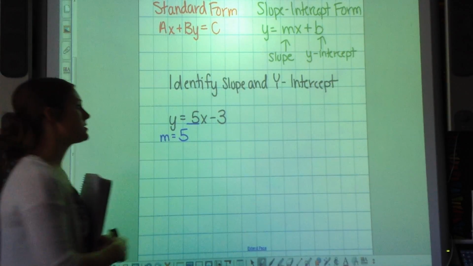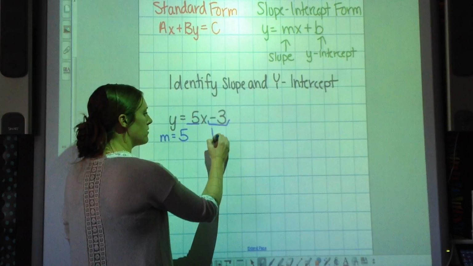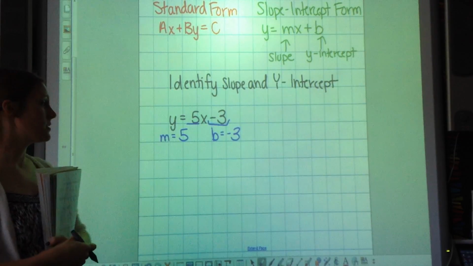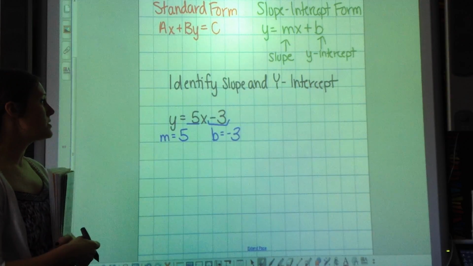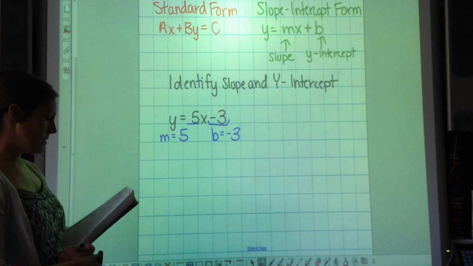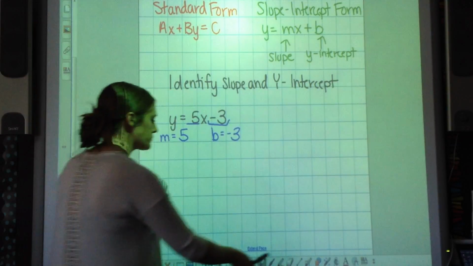And my y-intercept is the number that's by itself. Notice I take the sign out in front. We always take the sign out in front. So my slope is 5, not 5x, just 5, and my y-intercept is negative 3.